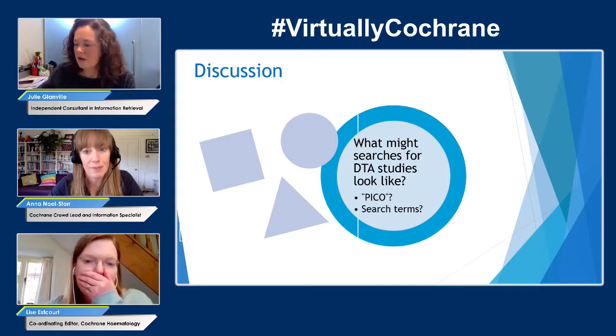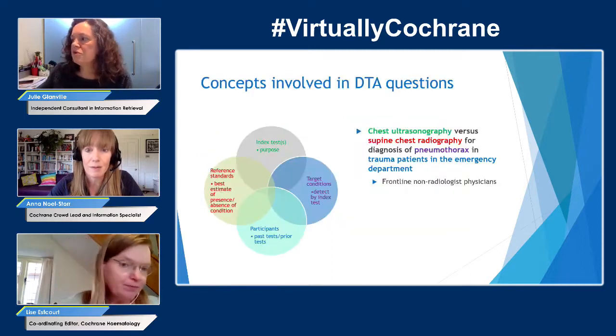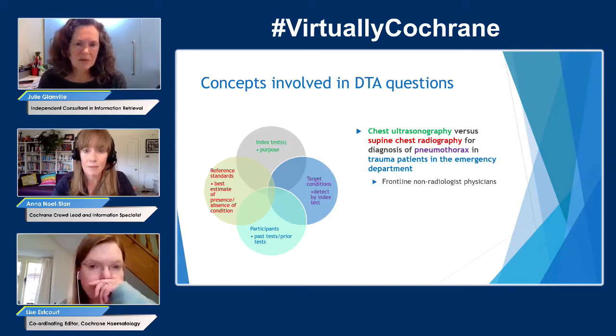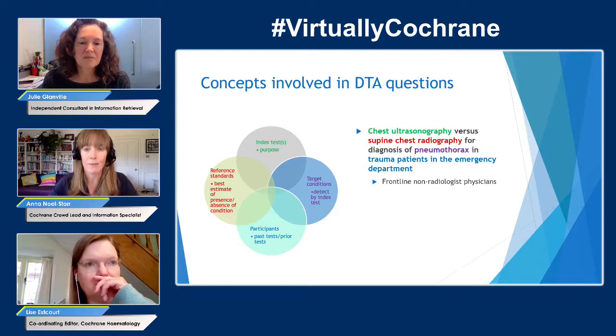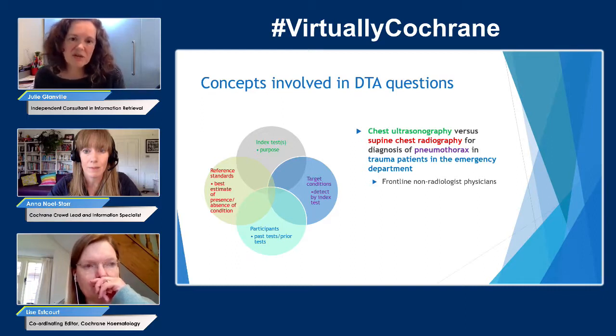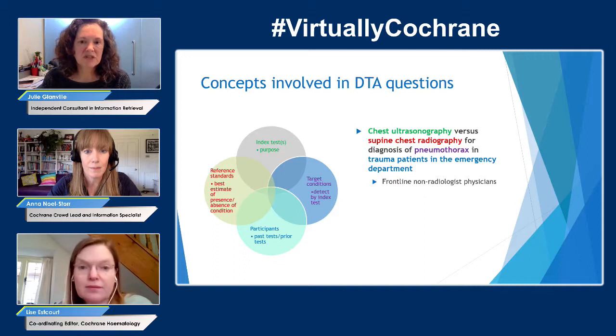Thank you. So at this point, thanks very much for all those observations and questions. I'm going to move on just to summarise some of the key points. This is the way that the Cochrane Handbook specifies that you would think about the concepts involved in DTA questions. So it's very much as you've been mentioning already. You've got the target condition that you're trying to diagnose, the participants, the population that you are going to be testing, the new test, the index test, and the gold standard or the reference standard. And these tend to be the concepts that you are going to express in the review question.